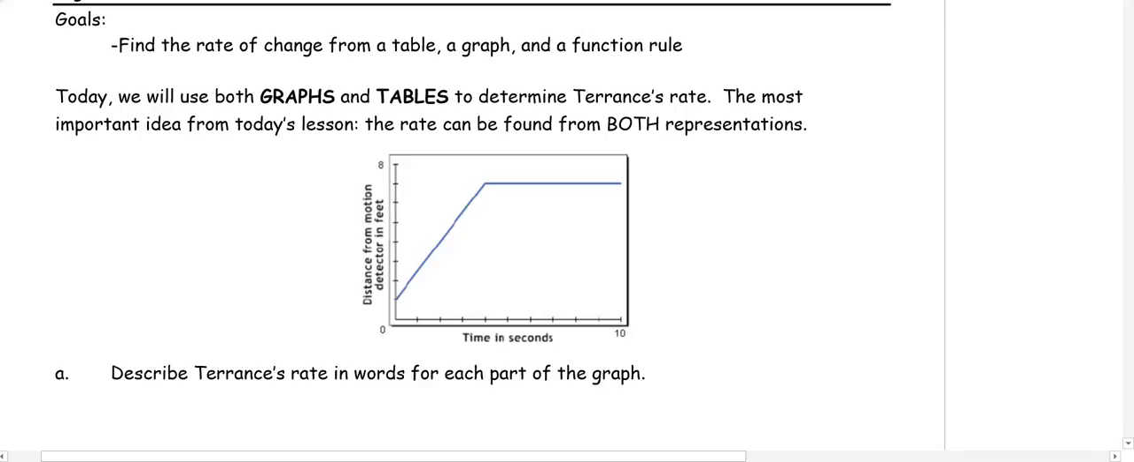This video is about finding the rate of change from a table, graph, and function rule. So today we're going to use graphs and tables to determine Terrence's rate. The most important idea from today's lesson is that rate can be found from both representations.